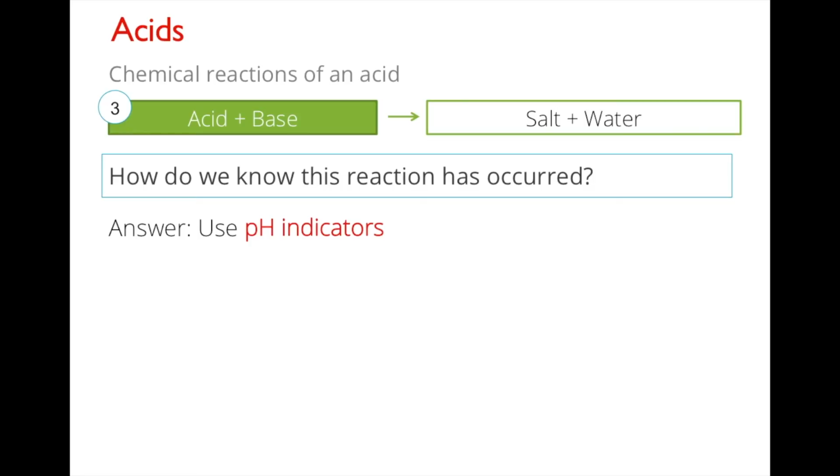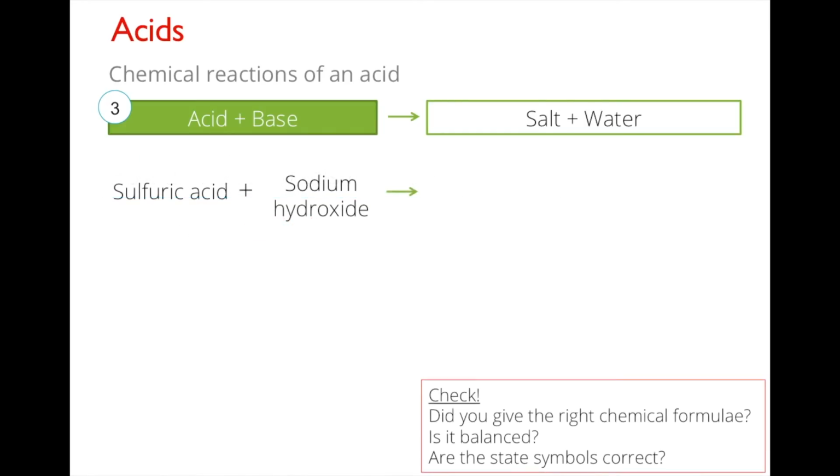Don't worry about pH indicators yet. We will learn more about them under the chapter on pH indicators. Okay, so now acid and base gives me salt and water. So can you try writing down the word equation as well as the balanced chemical equation on your own now?